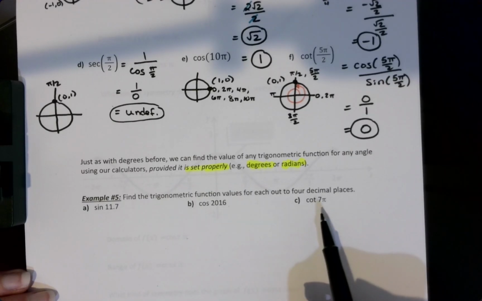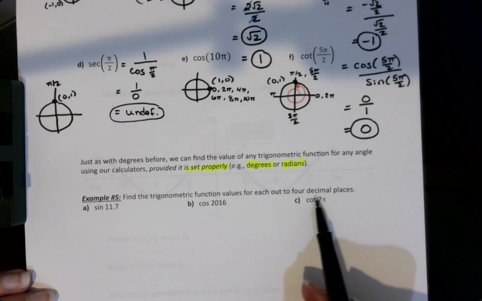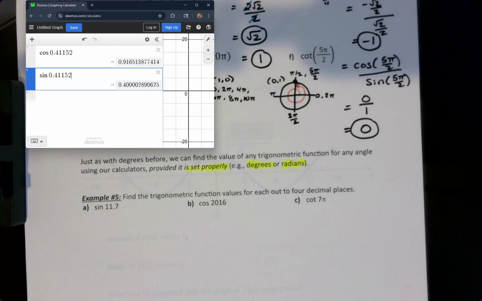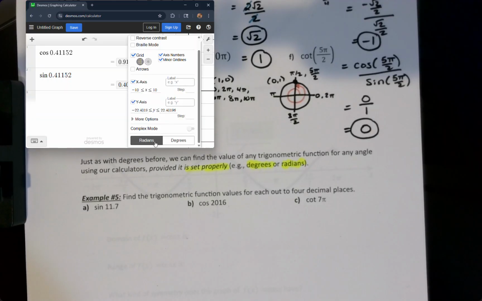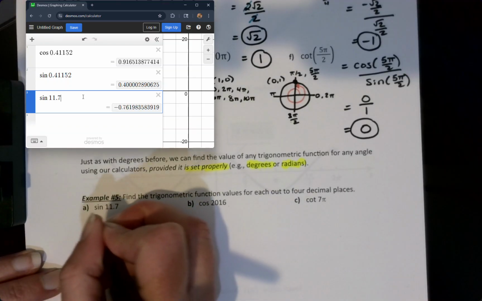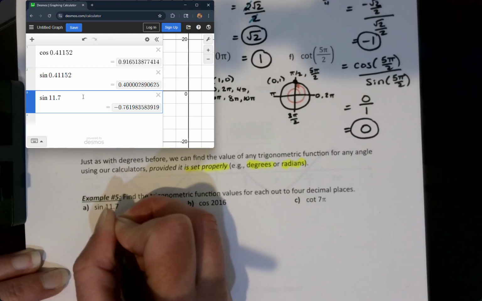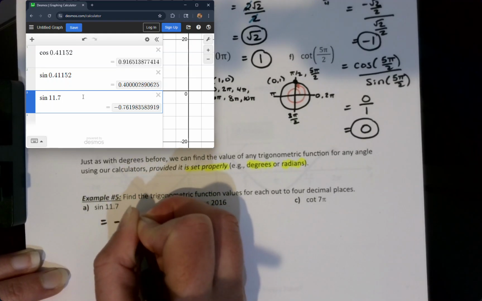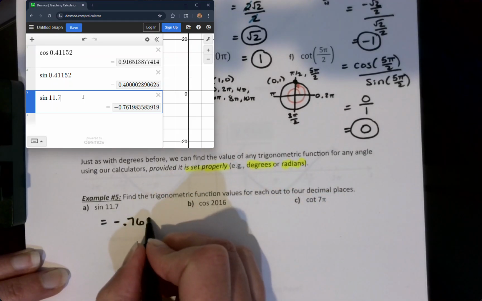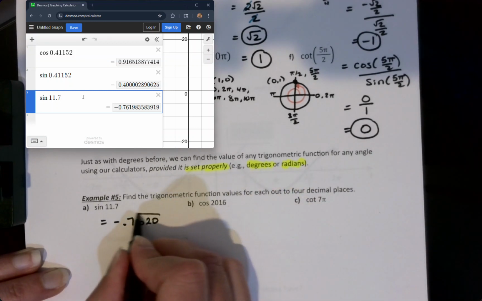7 pi, though, is a special angle. So we'll talk about doing that one by hand and on the calculator. But these two right here are definitely not special angles. So going to my calculator, I'm just going to verify that it's still in radian measure. It is in radian measure. These measures are in radians. There's no degree symbol, so it's definitely a radian measure here. And I need to find the sine of 11.7 radians. So the sine of 11.7 radians is equal to about negative 0.76198, so 0.7620 if I'm going to use 4 places.